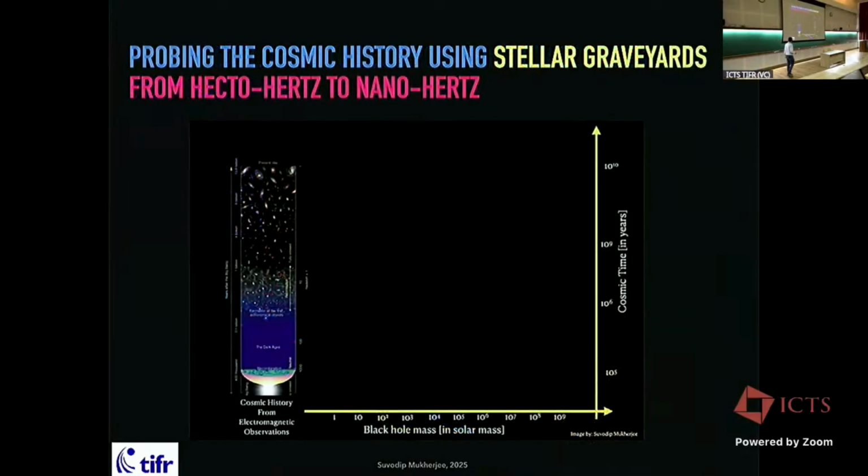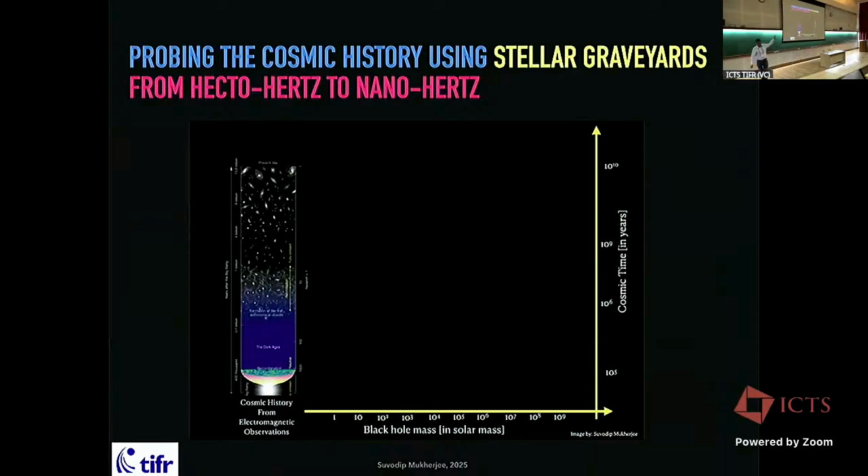So it really comes to mind that I have a bunch of stellar graveyards, and how am I going to use that to study the cosmos across time and across mass scale?